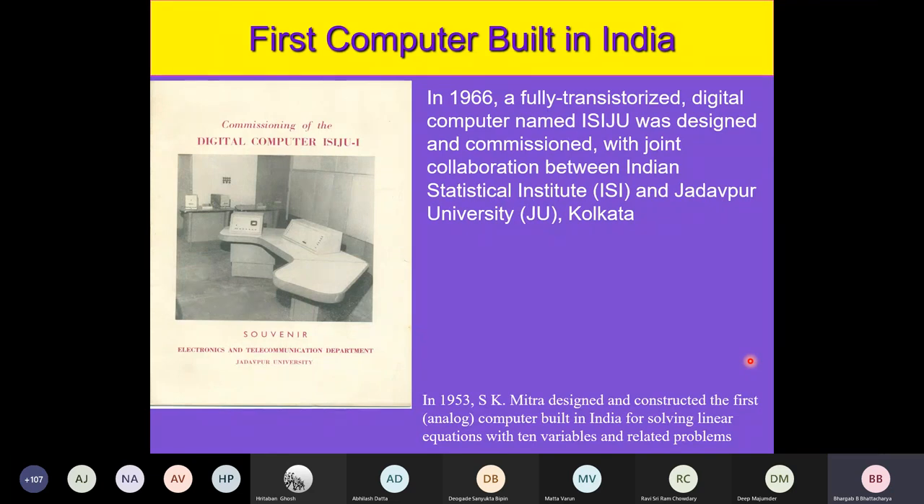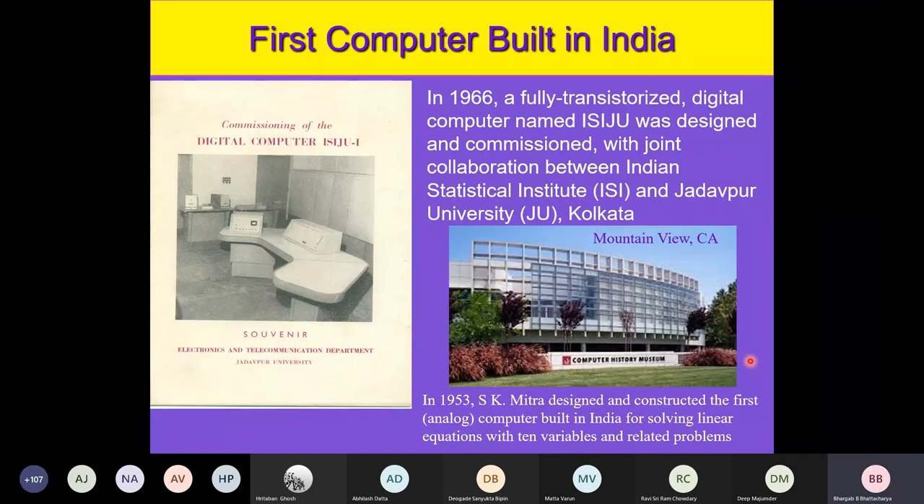During the Indo-China War in 1962, the government of India, the army, wanted to solve some differential equations to study the trajectory of missiles. So they entrusted the Indian Statistical Institute to take care of this, and the same analog computer was used for that purpose.